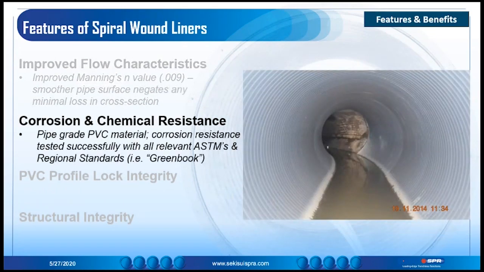Next, corrosion and chemical resistance, very important for a product that is used in a sanitary sewer environment. Our materials include pipe-grade PVC that have excellent resistance to hydrogen sulfide corrosion and other corrosive elements that would be found in a sanitary sewer. Not only do we meet the ASTM standards for testing, but also regional standards such as the Green Book, which are far more stringent than the national standards.